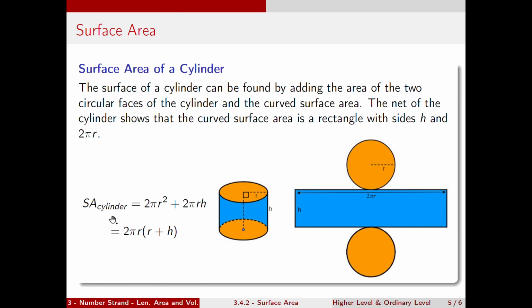So the total surface area of a cylinder is equal to 2 pi r squared. So we have pi r squared is the area of each of the circles, and we have 2 of these circles, so 2 times pi r squared plus 2 pi r h, which is the area of the blue rectangle. So in total, the total area of the cylinder, both curved and not curved, is 2 pi r times r plus h.